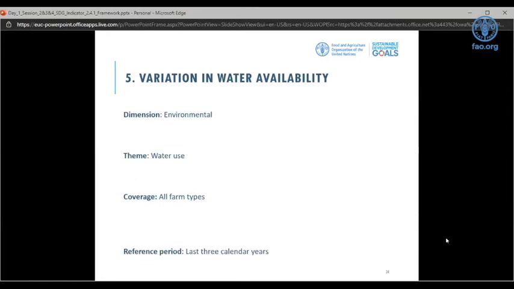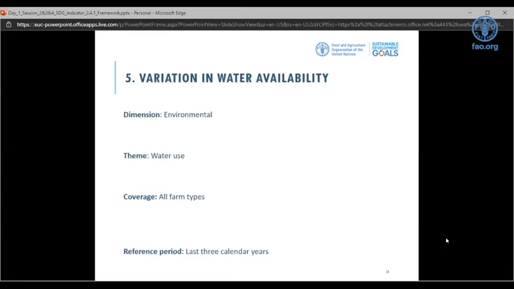The second sub-indicator in the environmental dimension is variation in water availability. Agriculture, more specifically irrigated agriculture, is by far the main economic sector using freshwater resources. In many places, water withdrawal from the rivers and groundwater aquifers is beyond what can be considered environmentally sustainable. Sustainable agriculture, therefore, requires that the level of use of fresh water for irrigation remains within the acceptable boundaries.